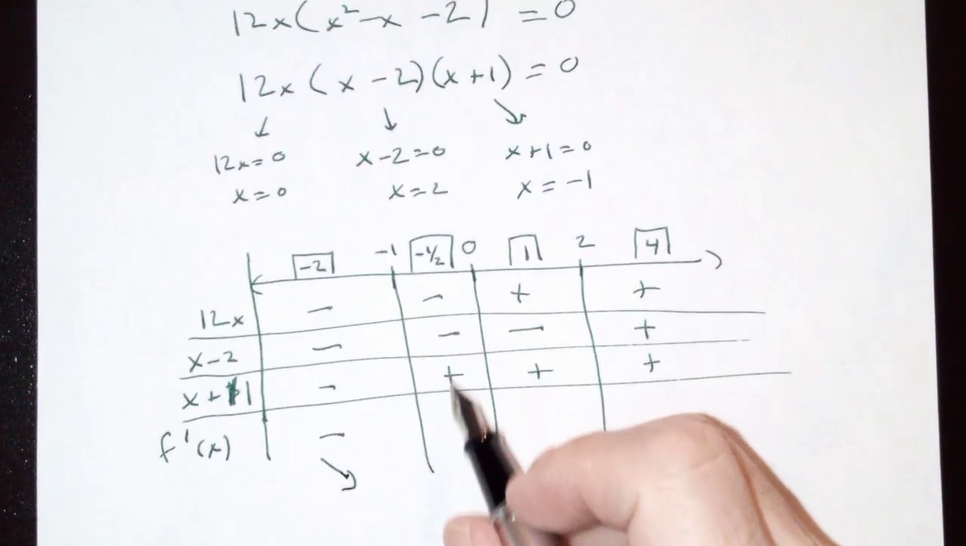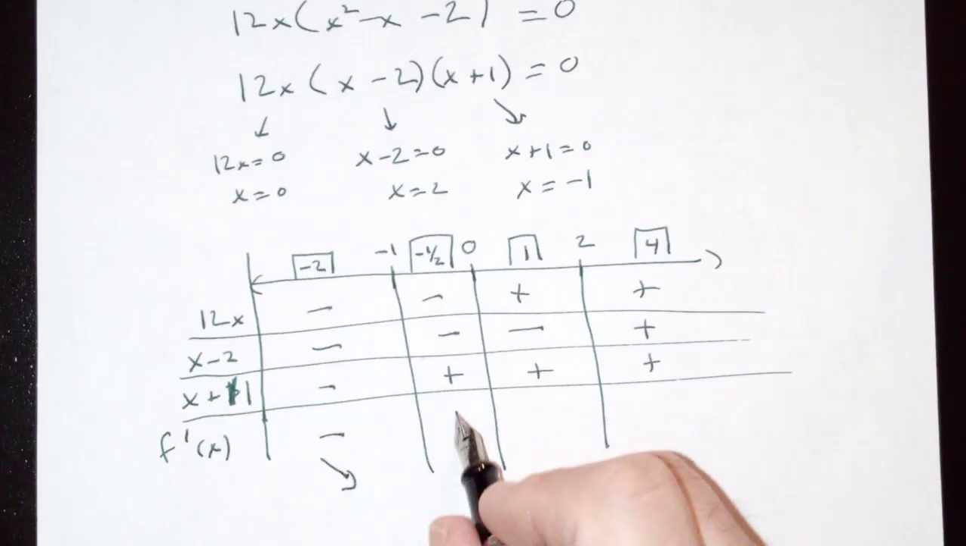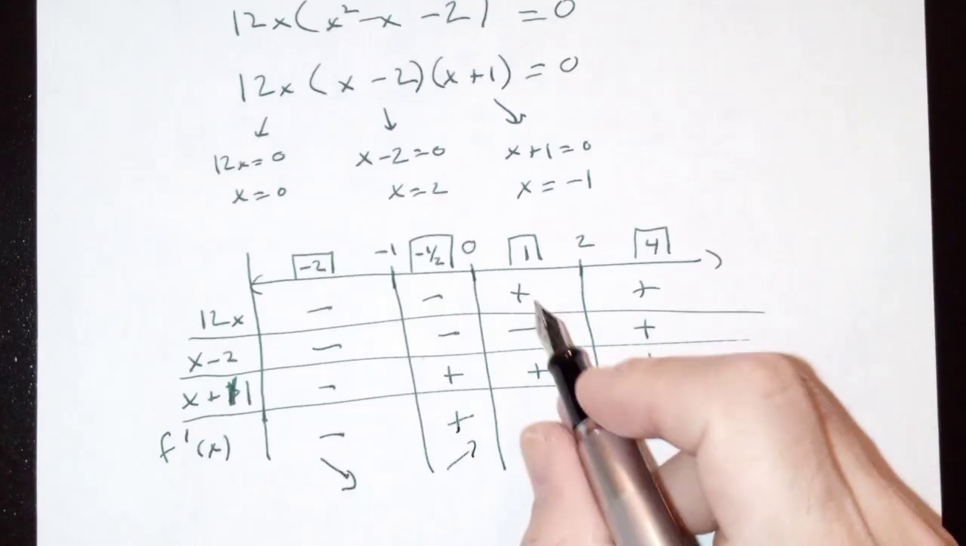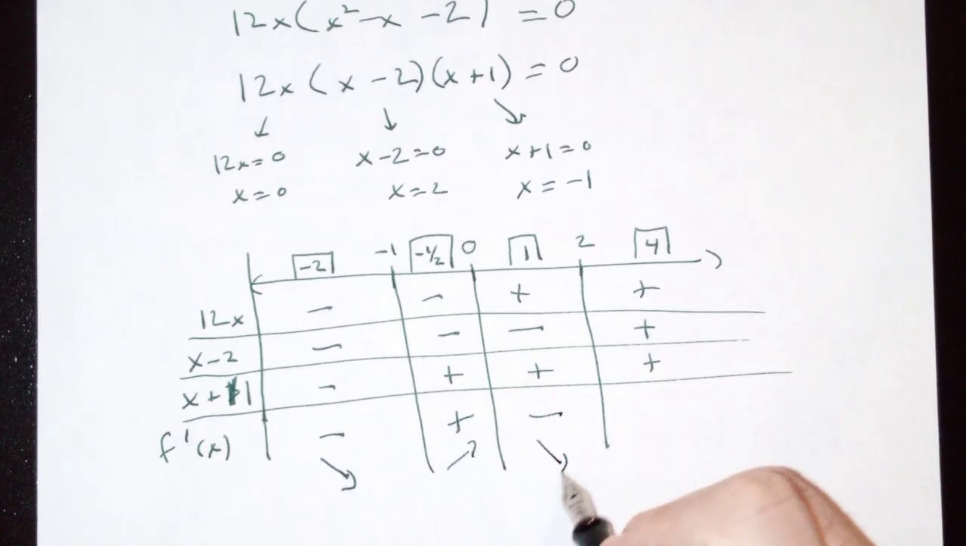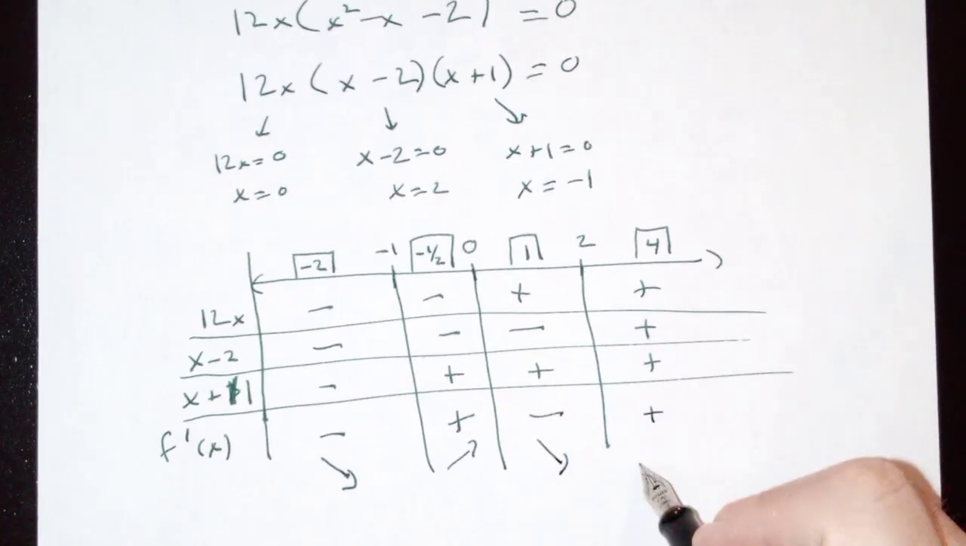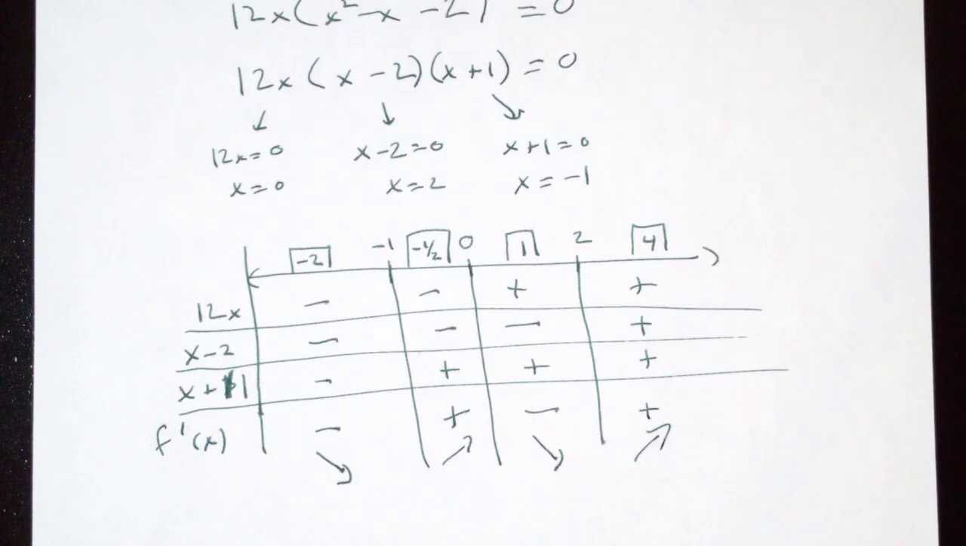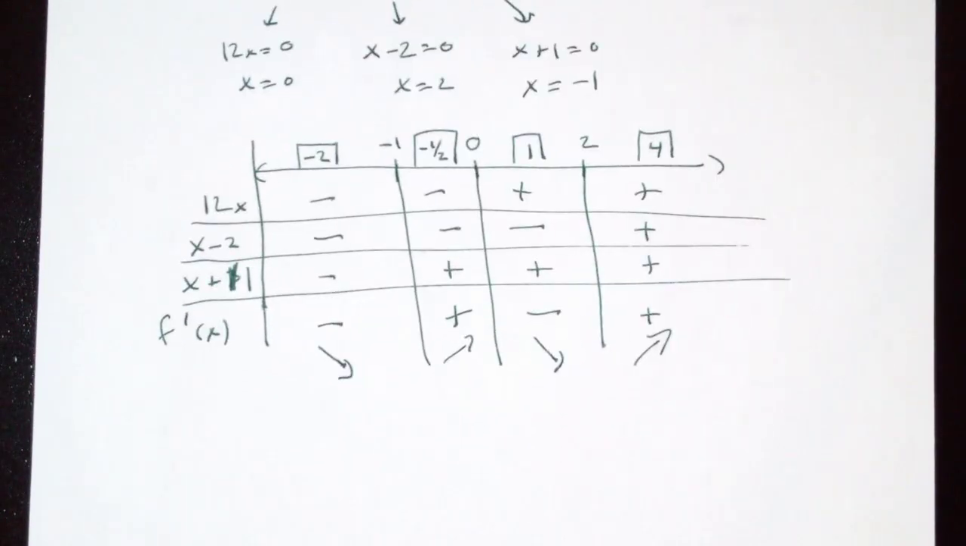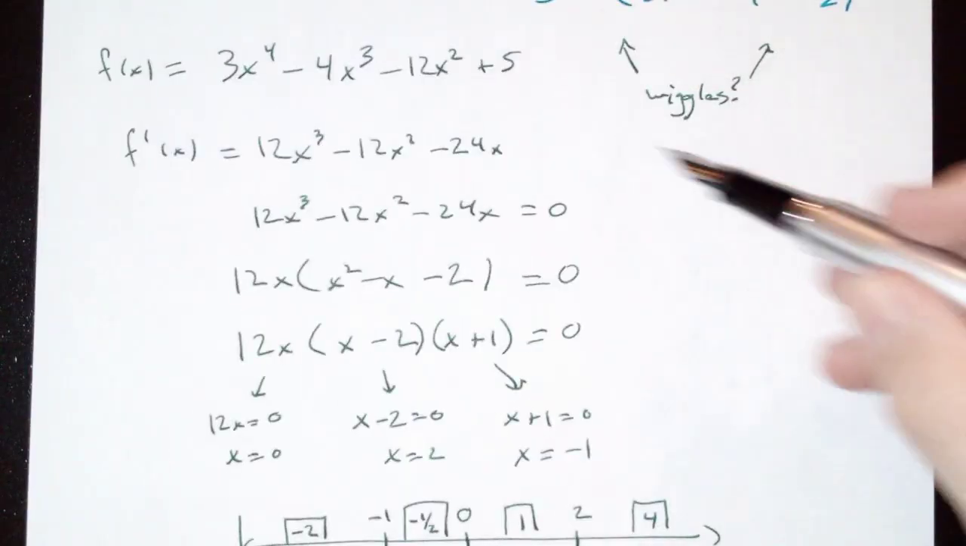Here I have 2 negatives. 2 negatives make a positive. Here I only have 1. Here I have 3. There are my wiggles back and forth, aren't there? 1, 2, 3, 4. I made some sort of W shape. And that matches my intuition up here.